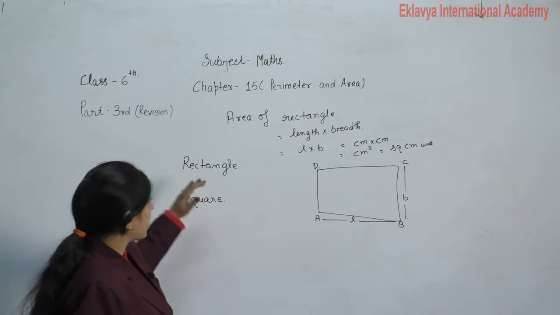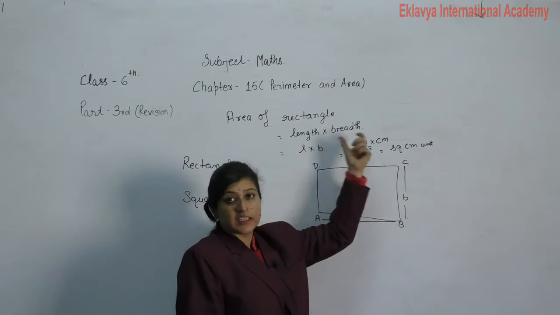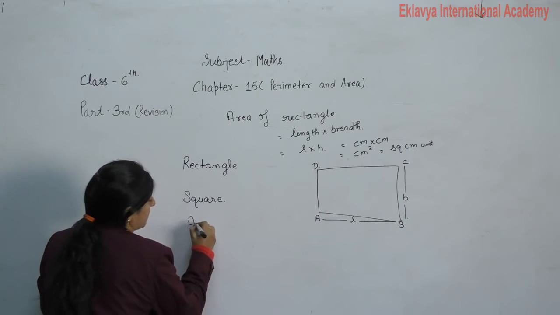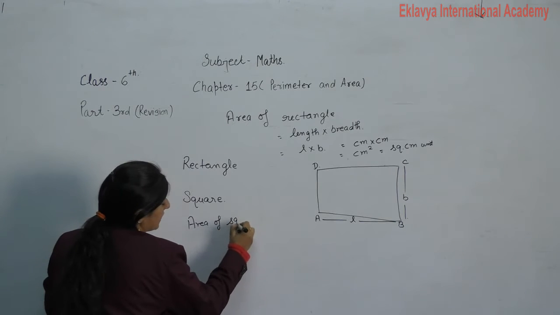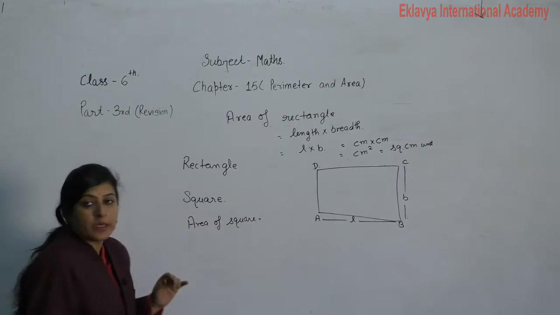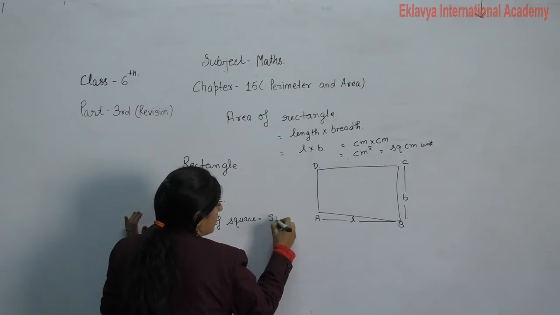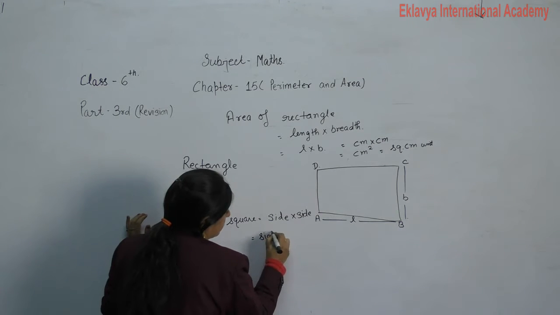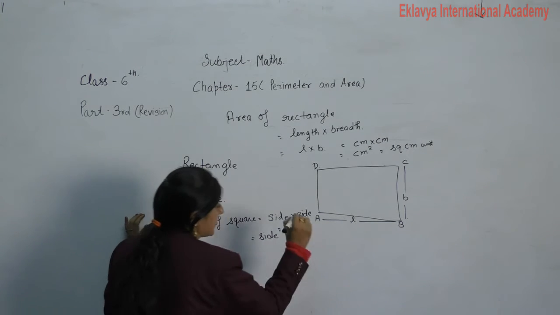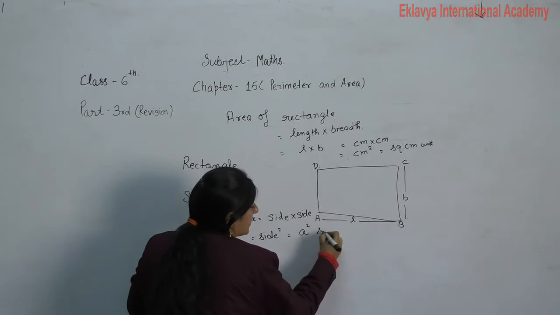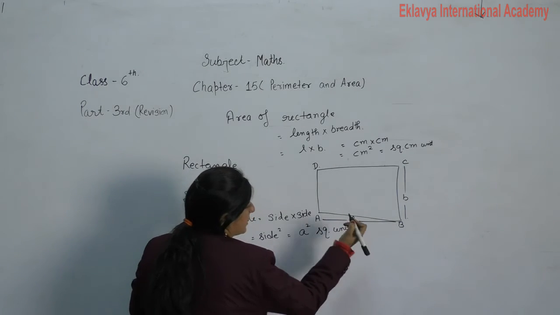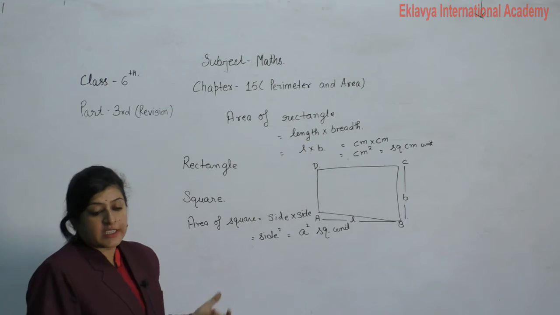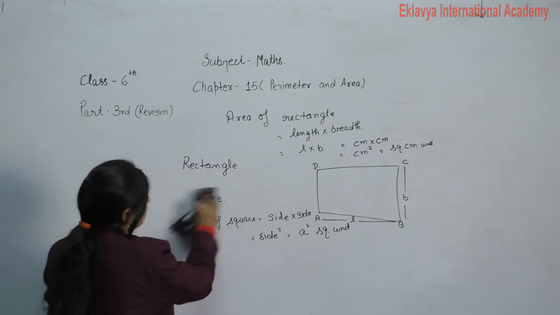So area of a rectangle is equal to length multiplied by breadth, that is L into B. Now see the area of a square. We know that in a square all the sides are equal. So area of a square is equal to side into side, that is side square. Or if we represent side by A, it becomes A square. Unit is square unit, maybe square meter, square centimeter, anything like this. So we will discuss the questions related to these.